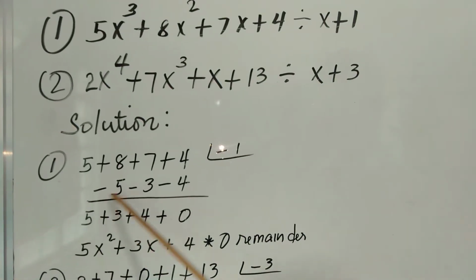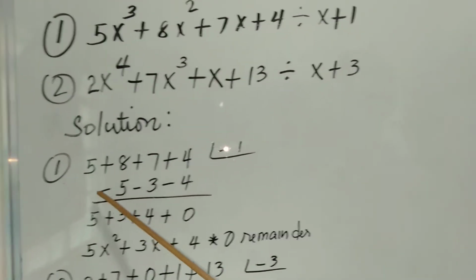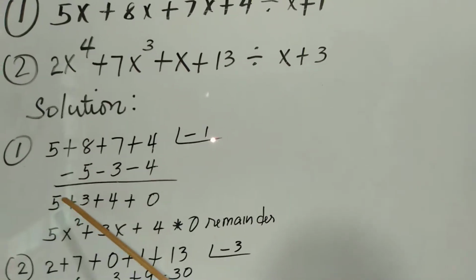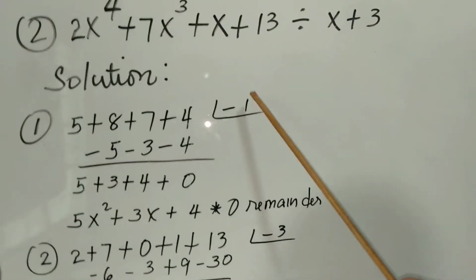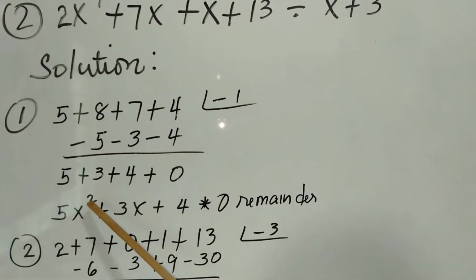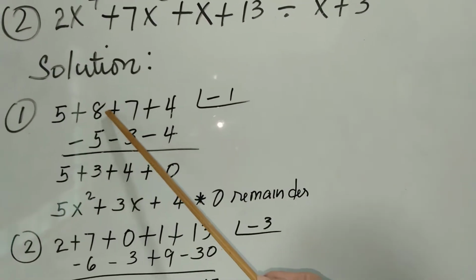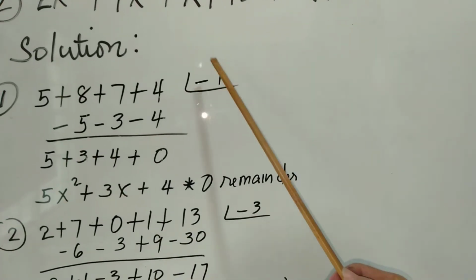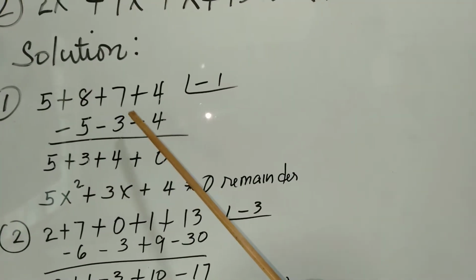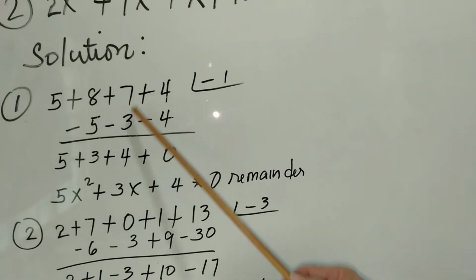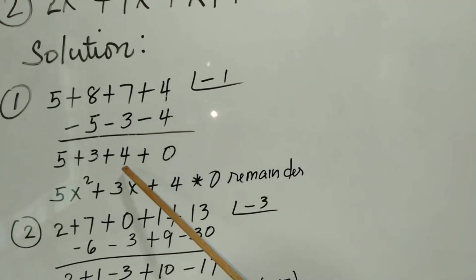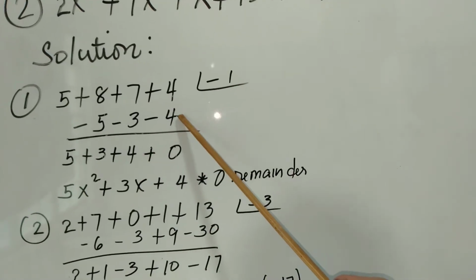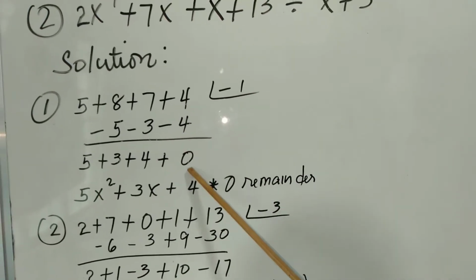To start the synthetic division, we bring down the leading coefficient 5, and then multiply 5 by negative 1. We have negative 5. So 8 minus 5 is 3. Then multiply 3 by negative 1, which is negative 3. Then we add: 7 minus 3 is 4. Multiply again by negative 1, we get negative 4. And then 4 minus 4 is 0.